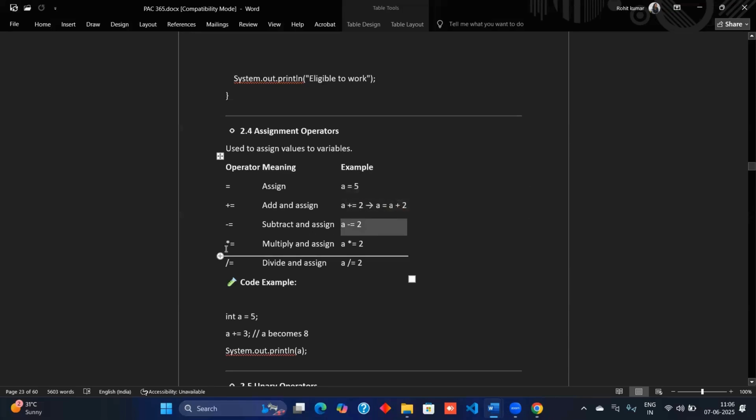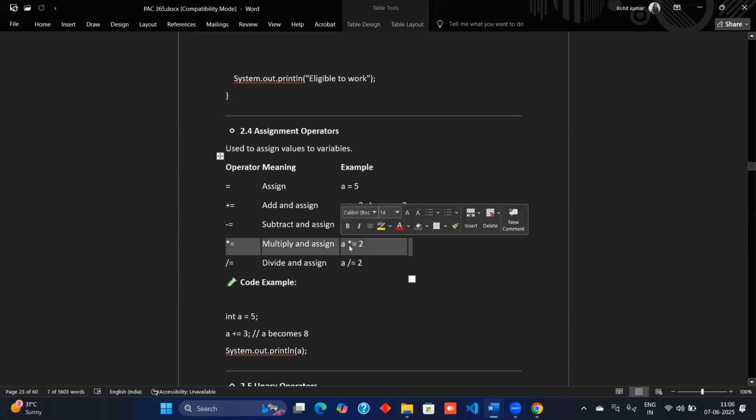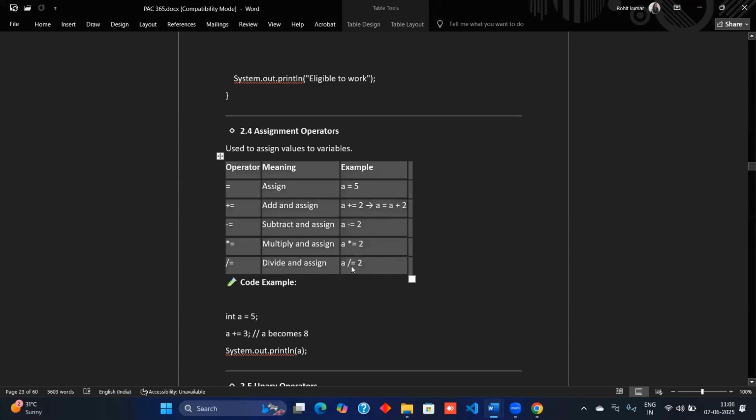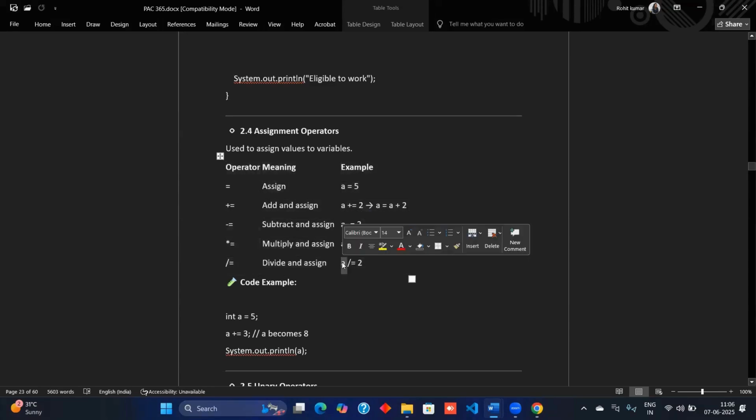Multiplication equals: when A is multiplied by 2, that multiplied value will be assigned to A only. Division equals: when A is divided by 2, that divided value will be assigned again to A only.